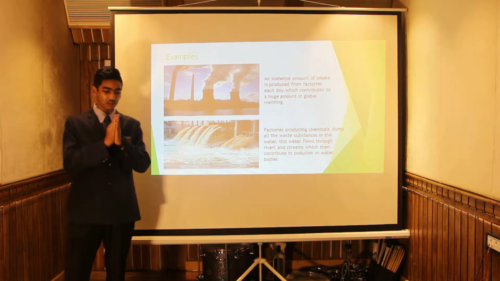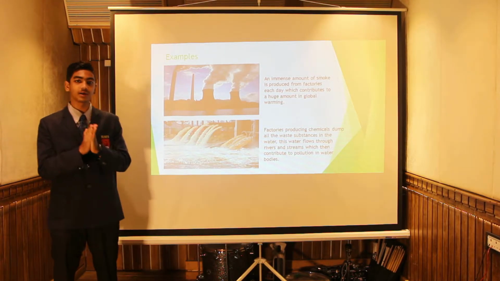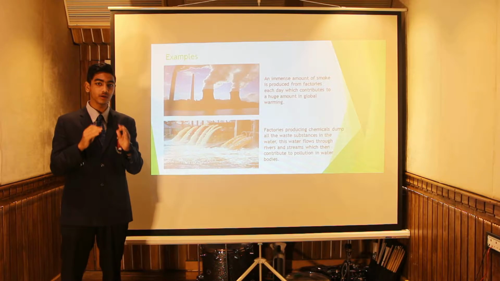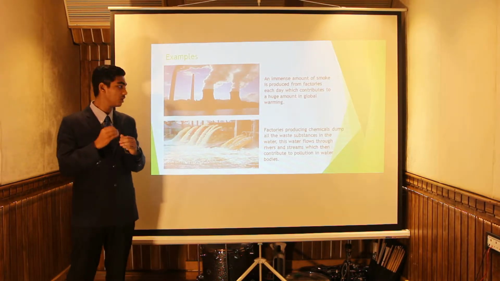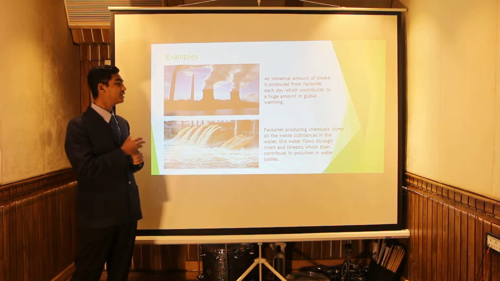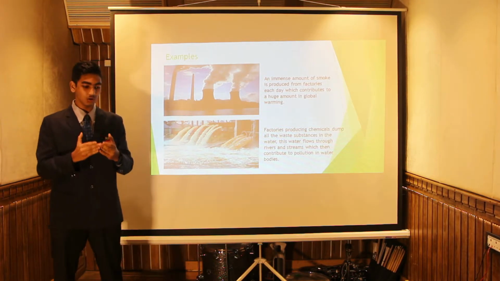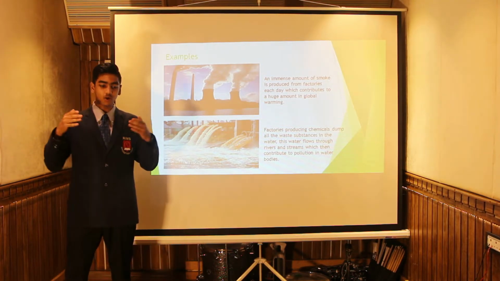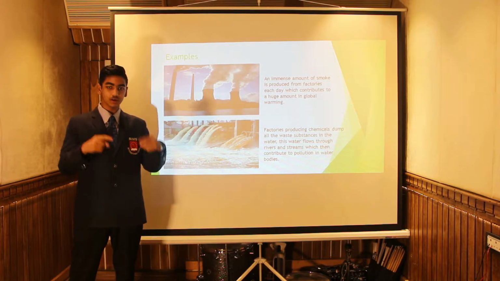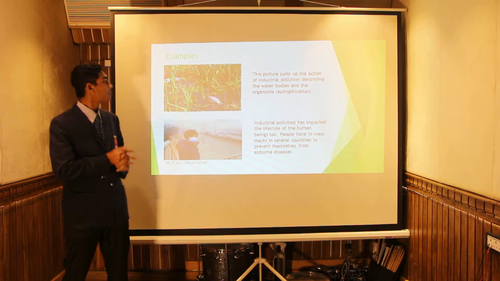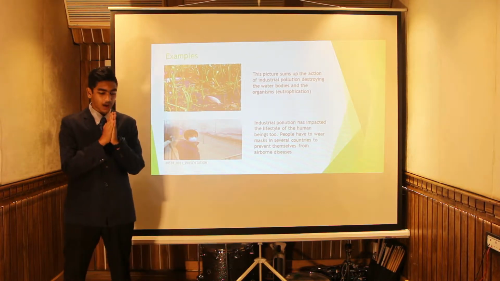A huge, immense amount of smoke from the chimneys of factories just goes into the air and it increases global warming to a high level. The next picture shows factories producing chemicals. They just dump all the waste inside the water bodies. Now rivers and streams all meet other big water bodies, and therefore oceans get affected like a huge water body. So this picture sums up the act of eutrophication.